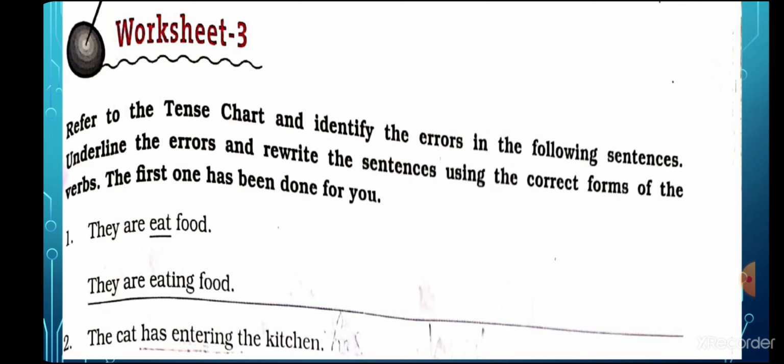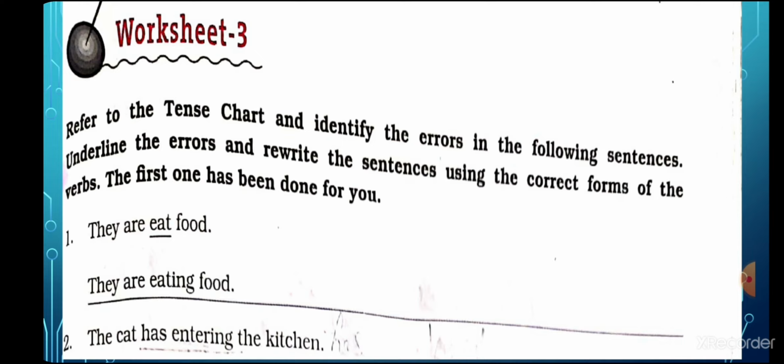Now students, let's move on to worksheet number 3. Refer to the tense chart and identify the errors in the following sentences. Underline the errors and rewrite the sentences using the correct forms of the verbs. The first one has been done for you. Here students, first of all, try to find out the error. Then underline the errors and rewrite the correct sentence. For example, first one, they are eat food. Eat is wrong here. So we can underline the verb eat. And what should be there, students? There should be eating. So here we can make it correct, like they are eating food.